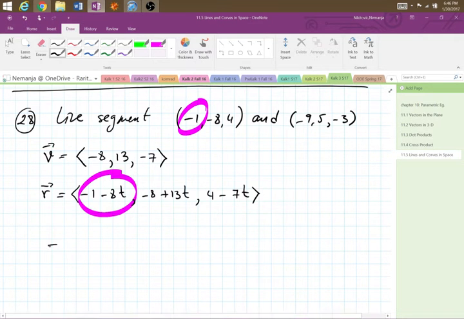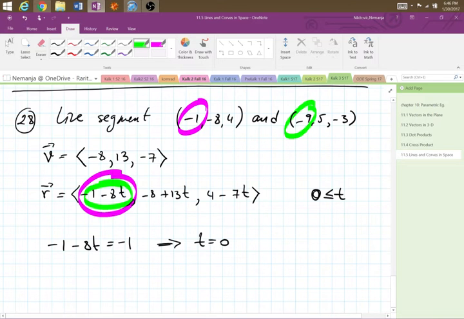So -1 minus 8t equals -1 will yield t equals 0. So t is going to go 0 on the left. And then we're going to pick again this one and that one to check the end side. So that's going to be -9. So we have -1 minus 8t equals -9. What's t? 1.